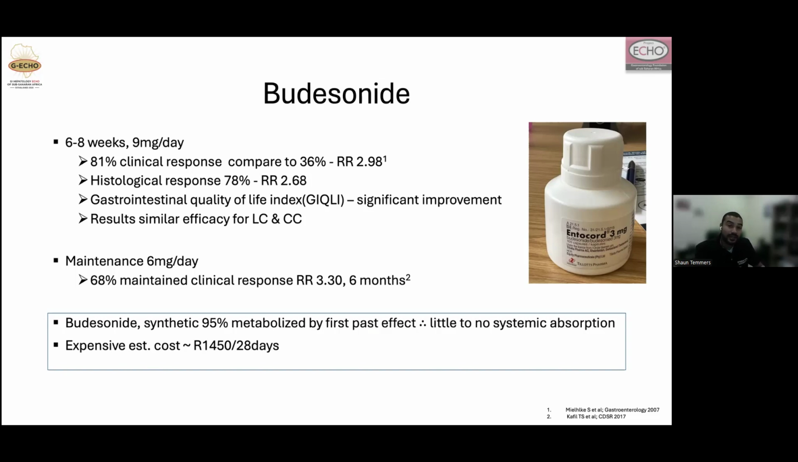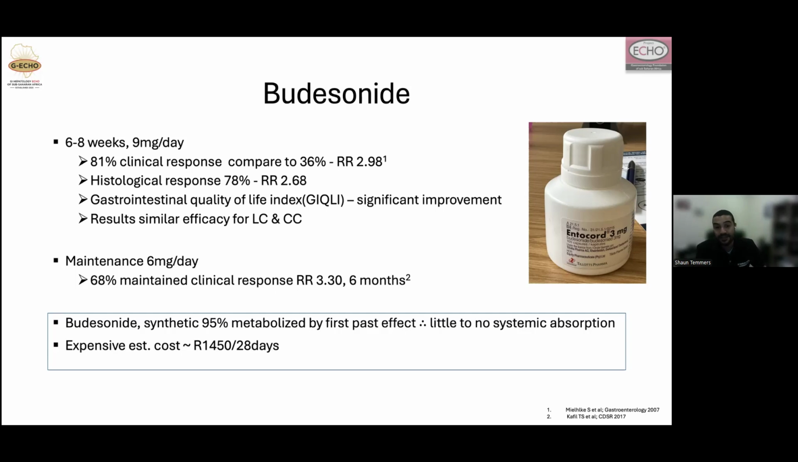More importantly, there was significant improvement in the gastrointestinal quality of life index in these patients. And the results of efficacy were quite similar whether the subtype was lymphocytic or collagenous. Maintenance therapy with a reduced dose of 6 milligrams showed that at both 52 weeks and 2-year follow-up, around 68% of patients had a persistent clinical response, with clinical maintenance response being seen as early as 6 months in studies that were conducted.